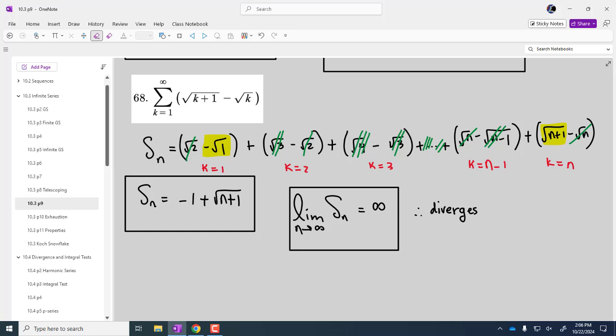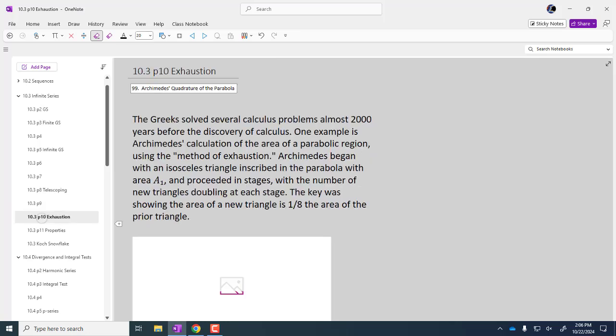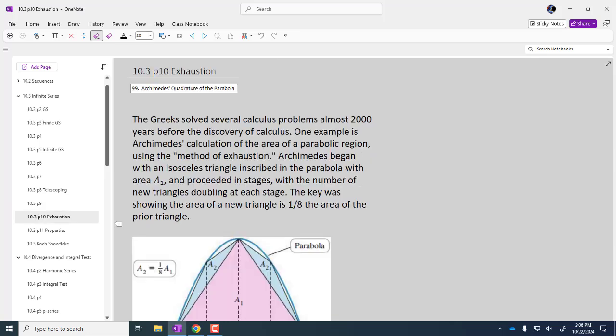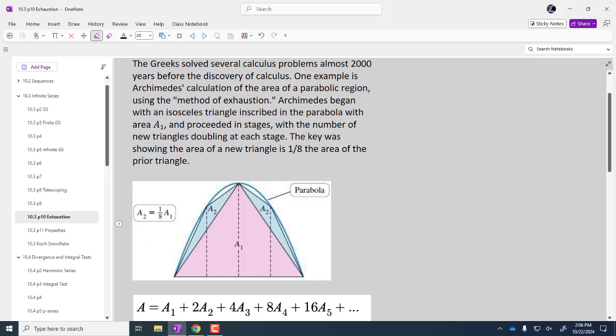Okay, so let's start looking. Any questions on telescoping? So telescoping and geometric, those are the only two that we have of this technique where we can find S sub n. So let's look at some of these interesting problems that come up with this topic.